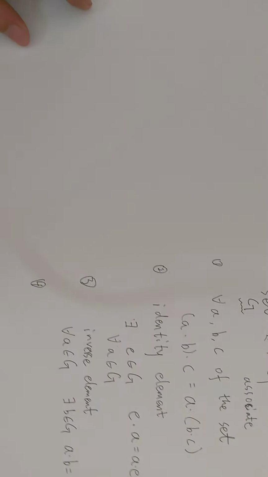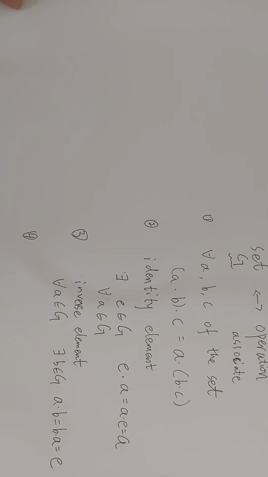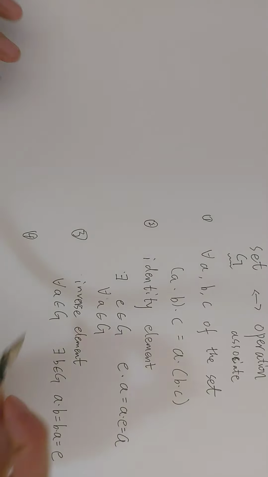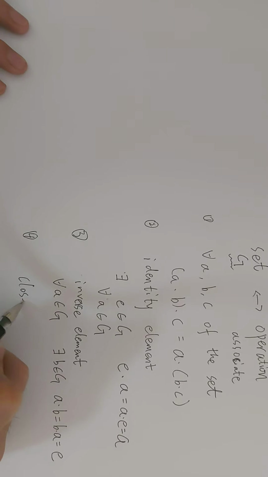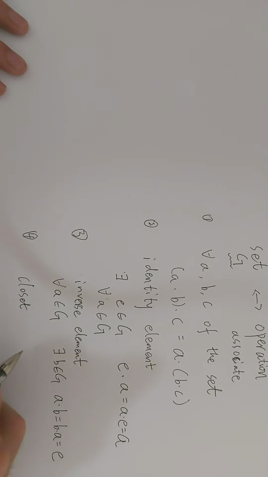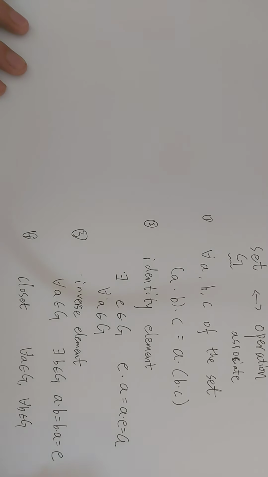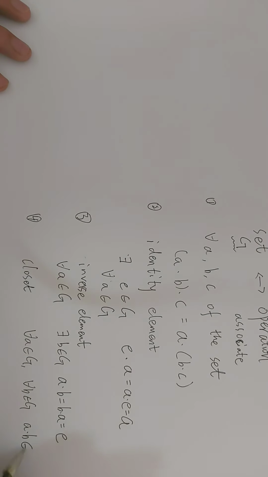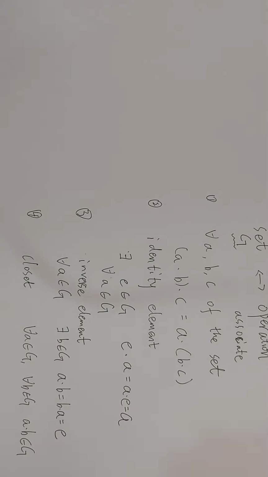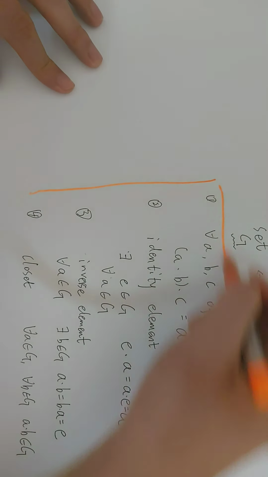The last rule is that the operation on the set is closed, which means for arbitrary A and arbitrary B in G, the result A operate B is in the set. So to be a group, we must obey the 4 rules.